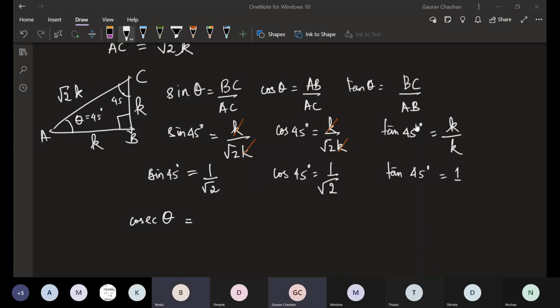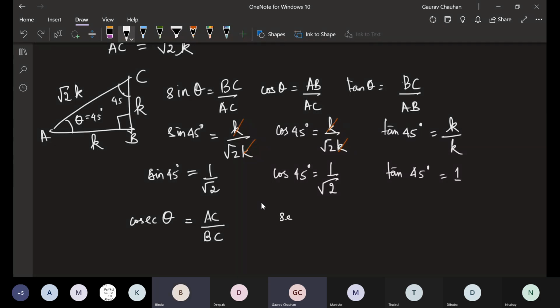Sir, hypotenuse by opposite. Can you tell me exactly what is the side here? AC by CB, or BC. Okay, basically the reciprocal of this one, right?